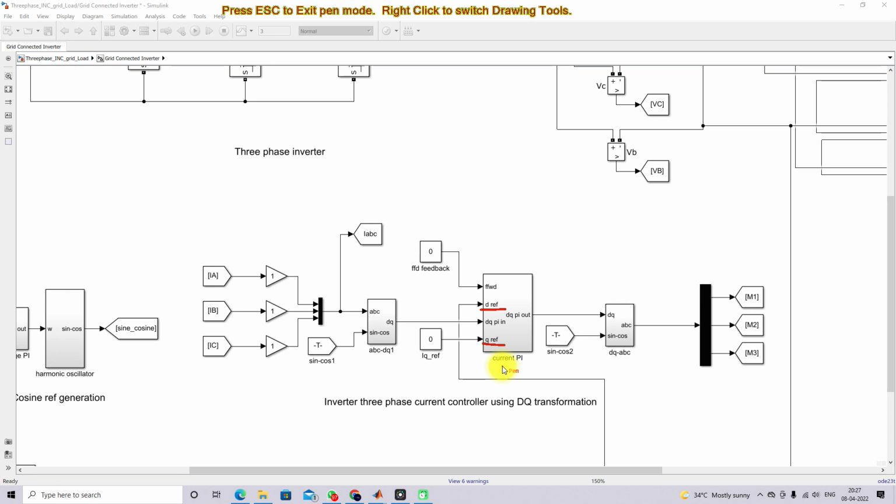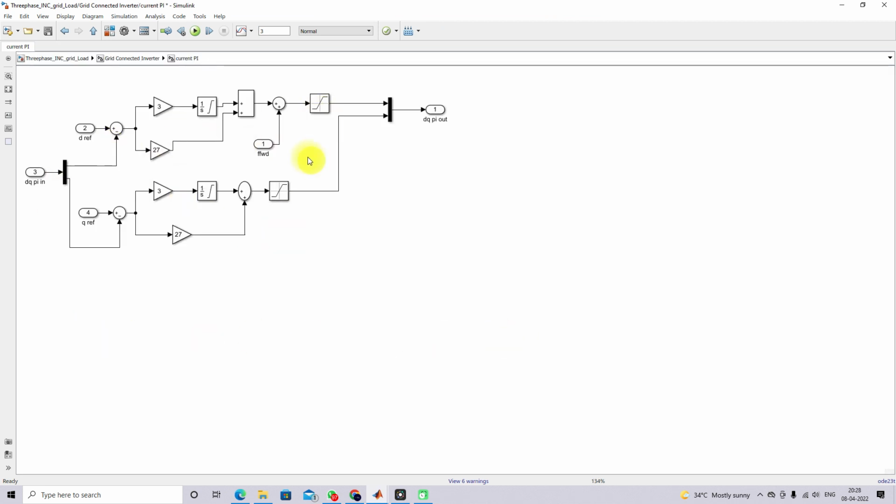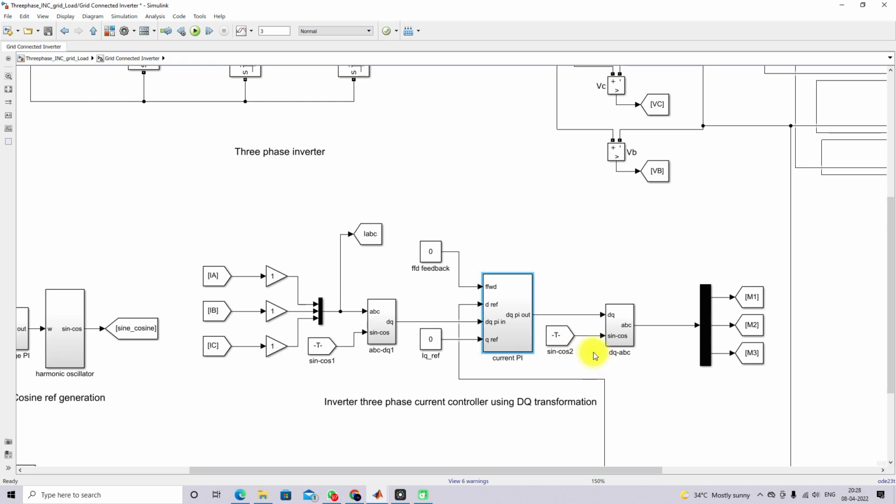That means here we are only sending the real power to the grid or receiving it from the grid. That's why we are making IQ reference equal to 0. Then it is processed via the PI controller. This PI controller generates the controlled voltage in the form of dq, which is transformed into ABC by using dq to ABC.